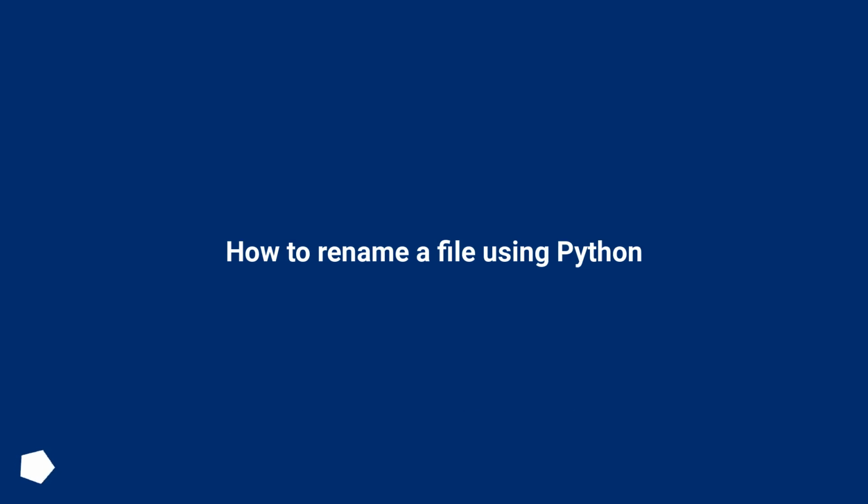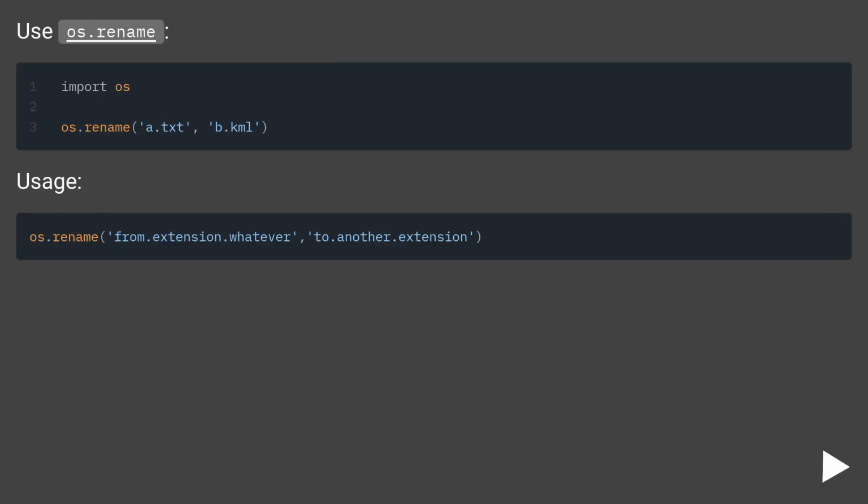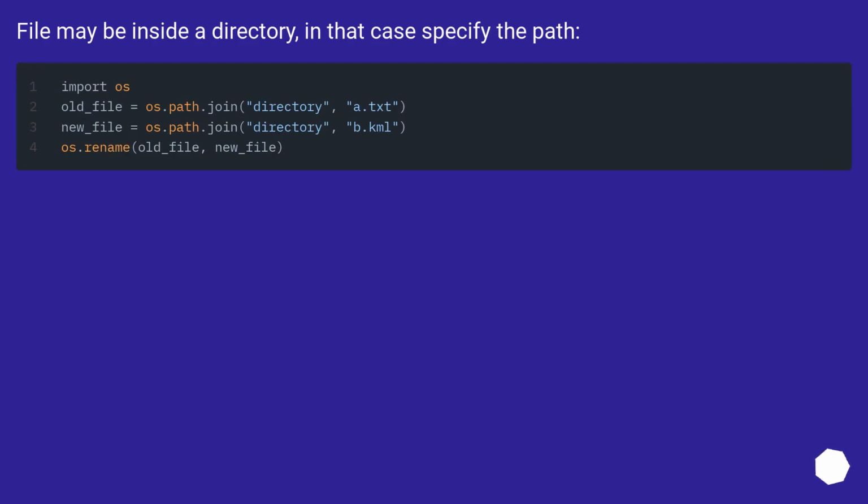How to rename a file using Python. I want to change a .txt to be .kml. Use os.rename. Usage. The file may be inside a directory, in that case specify the path.